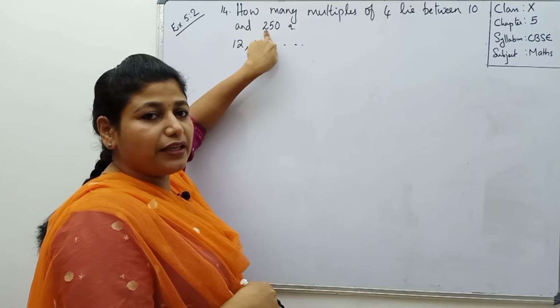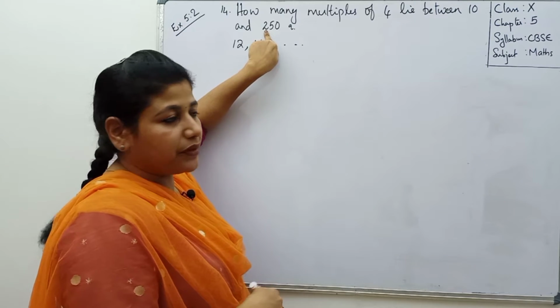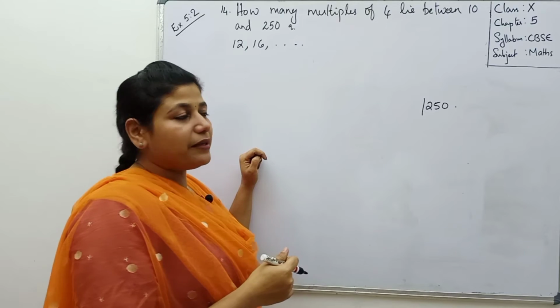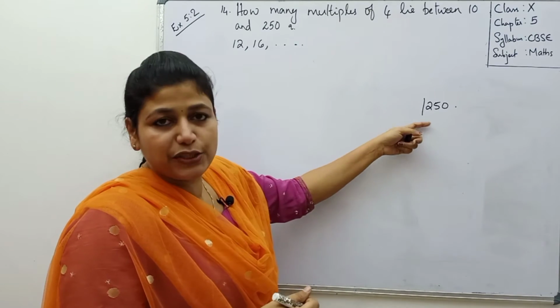250 is not a multiple of 4. How can you find out the multiple of 4 which is less than 250?